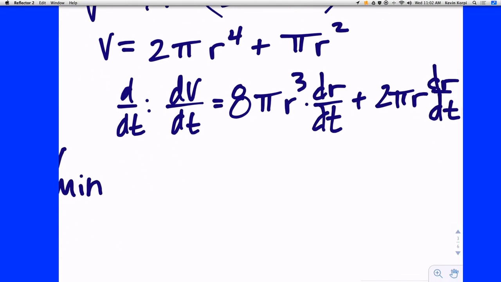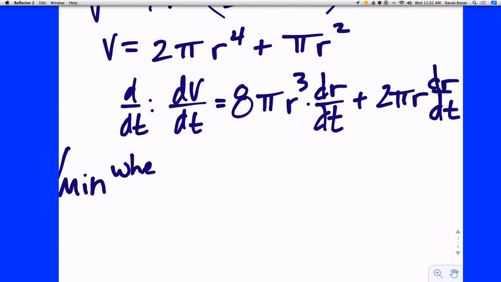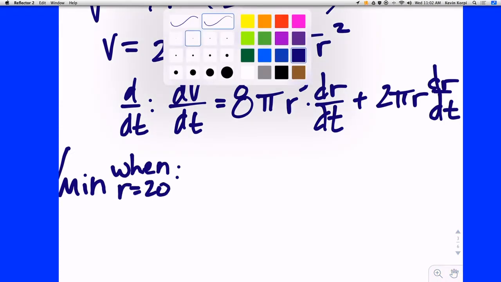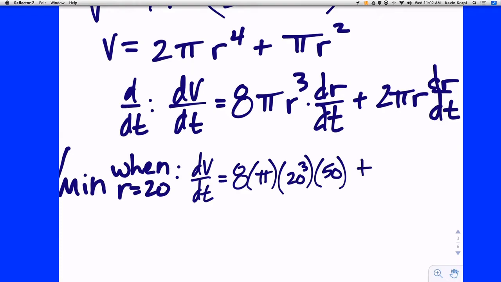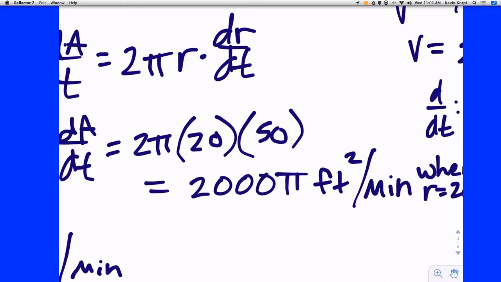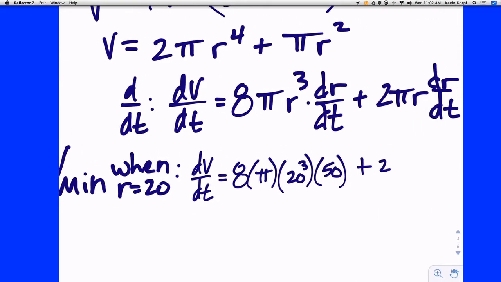And now all we have to do is plug in. So when r equals 20, we get dV/dt equals, okay, so we got 8, we got pi. The radius at the moment was 20, so that's 20 cubed. The dr/dt was 50. And then 2 pi r dr/dt, that sounds familiar. Did we already do 2 pi r dr/dt at 20? We did. That's going to come out to be 2,000 pi. So if you recognize that, you can just substitute that in.